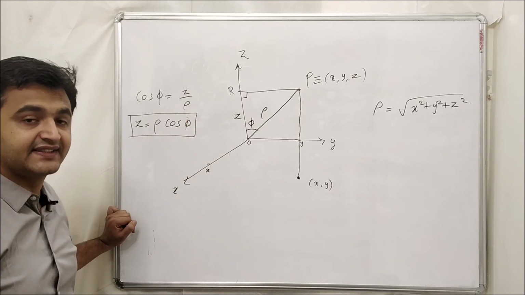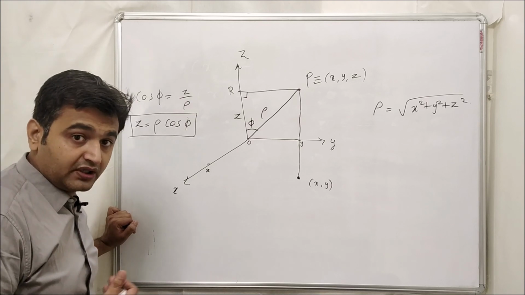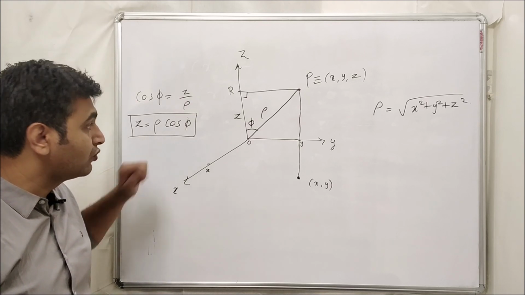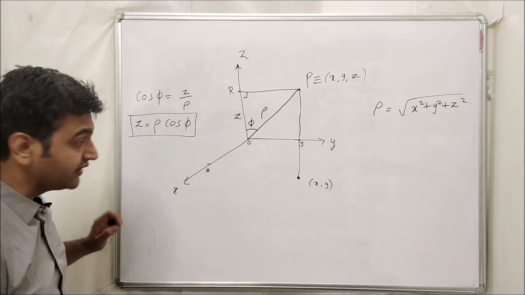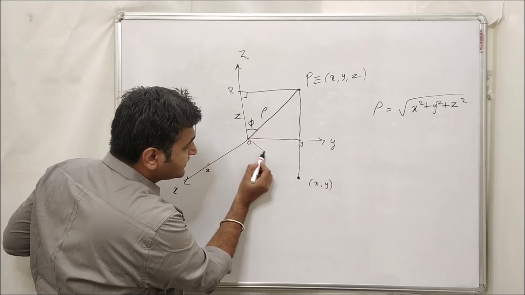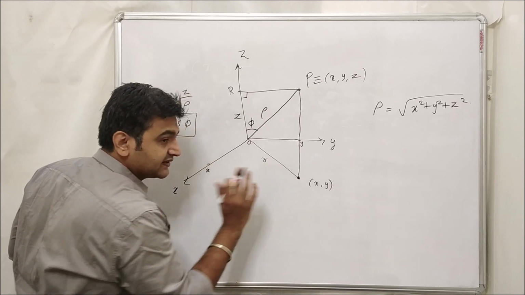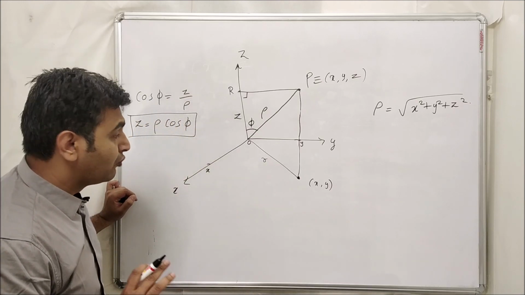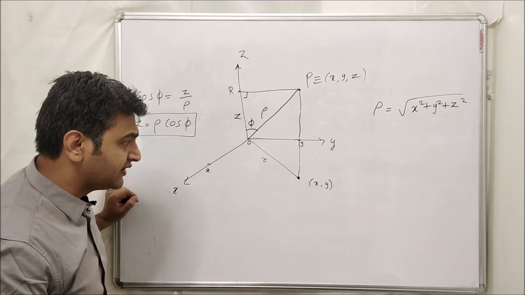So whenever you see Z in the equation or in the problem, you replace your Z by rho cos phi. That was one thing. Now here, this is the point in the xy plane. So what is its distance from the origin? Our distance is small r, the normal polar coordinates one, or the cylindrical coordinates one.